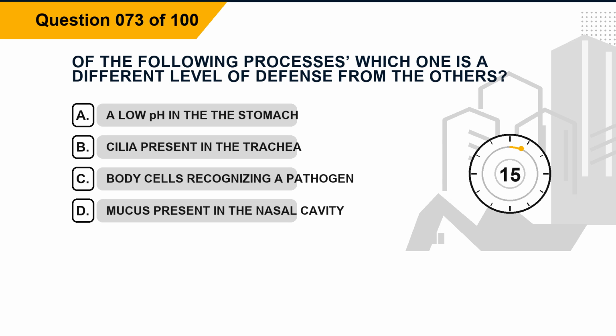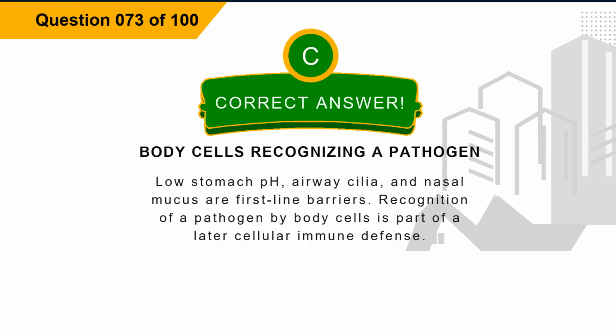Question 73. Of the following processes, which one is a different level of defense from the others? Option A. A low pH in the stomach. Option B. Cilia present in the trachea. Option C. Body cells recognizing a pathogen. Option D. Mucus present in the nasal cavity. The correct answer is option C. Body cells recognizing a pathogen. Explanation. Low stomach pH, airway cilia, and nasal mucus are first-line barriers. Recognition of a pathogen by body cells is part of a later cellular immune defense.